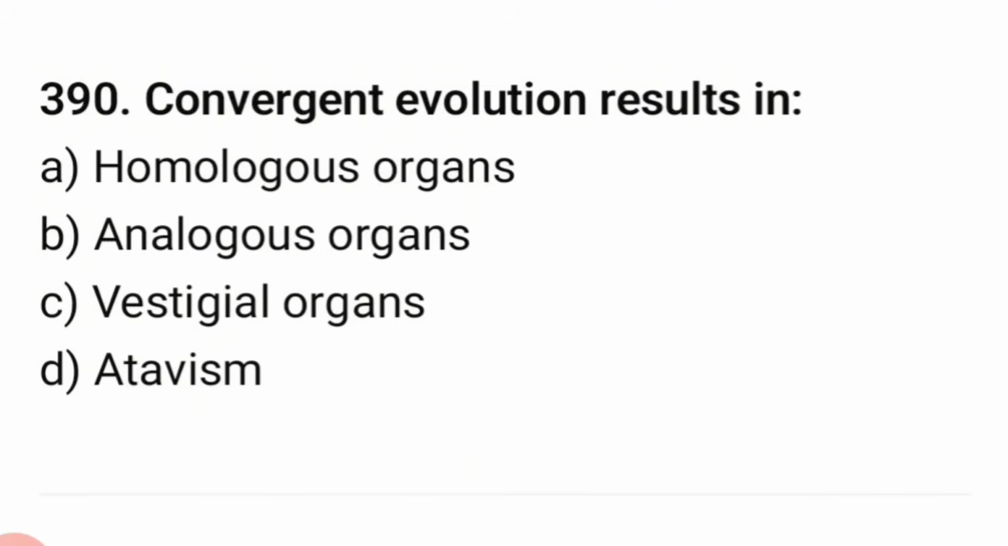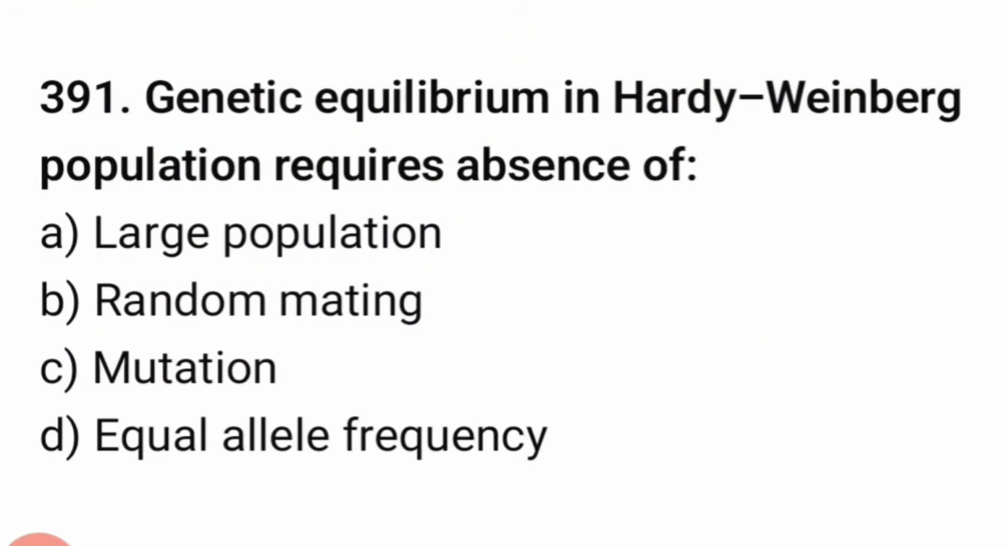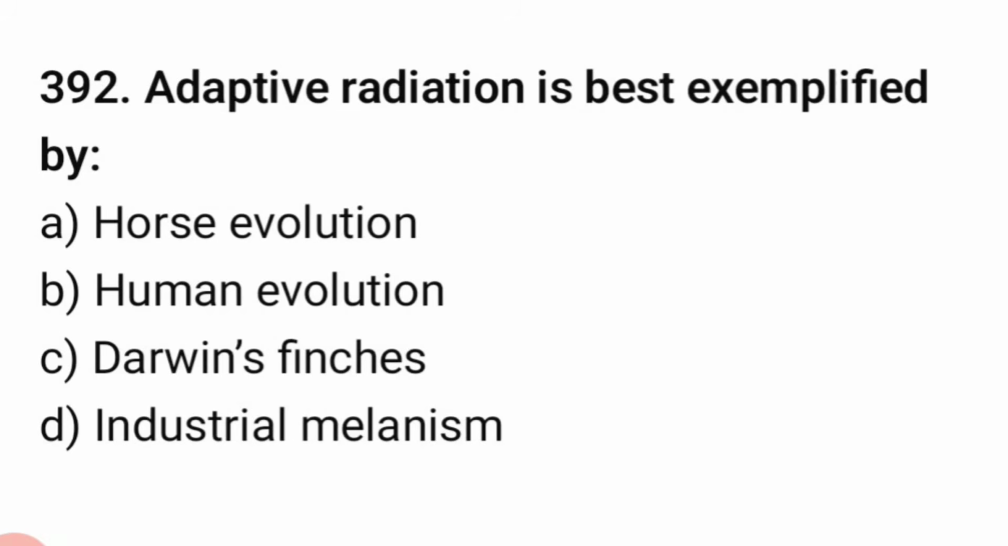Question 390. Convergent evolution results in. Right answer is option B, analogous organs. Question 391. Genetic equilibrium in a Hardy-Weinberg population requires absence of. Right answer is option C, mutation. Question 392. Adaptive radiation is best exemplified by. Right answer is option C, Darwin's finches.